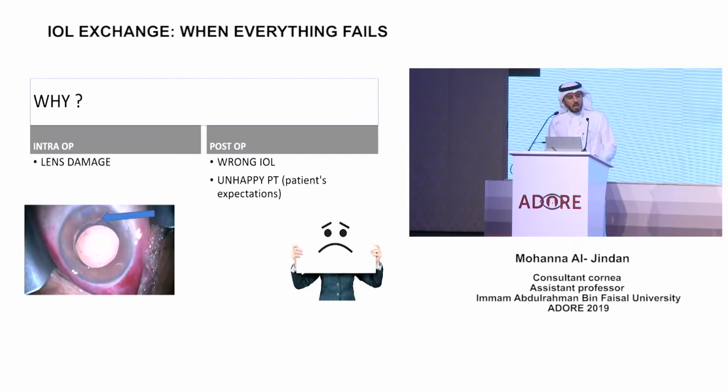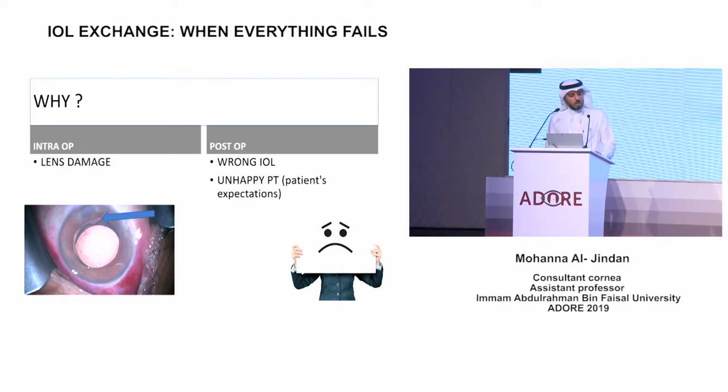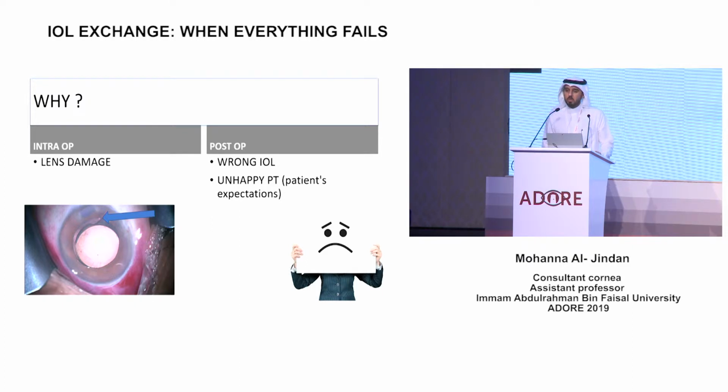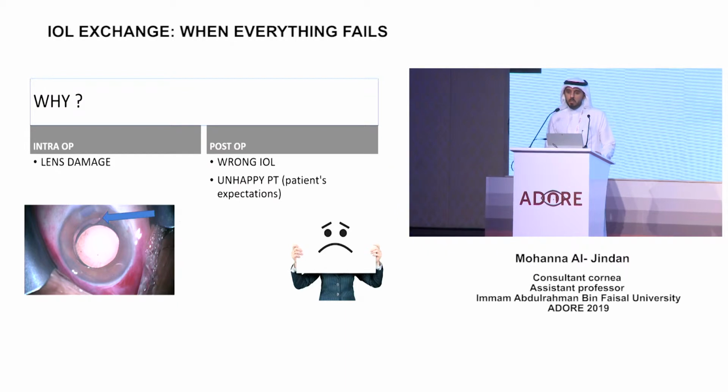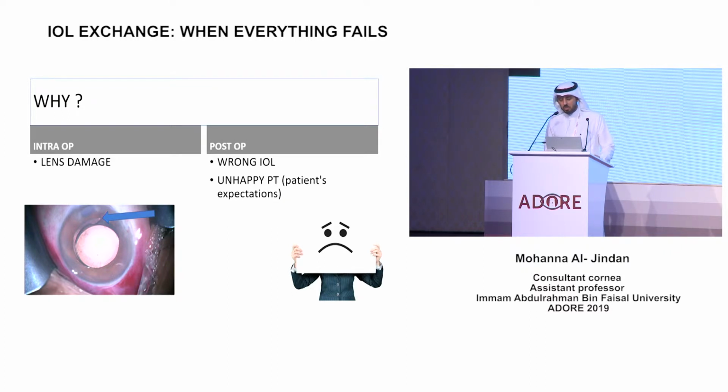So the first thing to be asked before you go through the IOL exchange is why do we need to exchange the IOL? Is it due to an intraoperative problem to the lens, haptic damage or cut in which the lens is unstable inside the bag, or there's a crack in the optics of the IOL which will cause the IOL to be unclear? Or is it a post-operative problem in which you have a wrong IOL calculation, or if you have an unhappy patient, and usually these patients are the patient with a premium type of IOL in which their expectation exceeds the results and they are asking for other solutions.